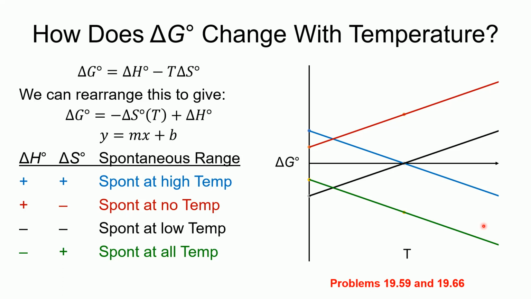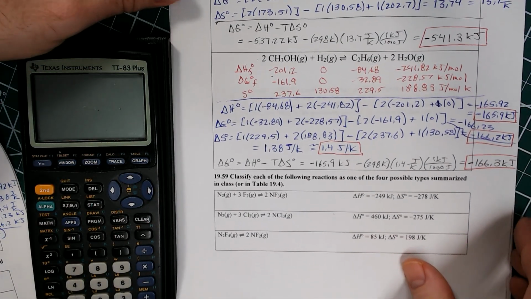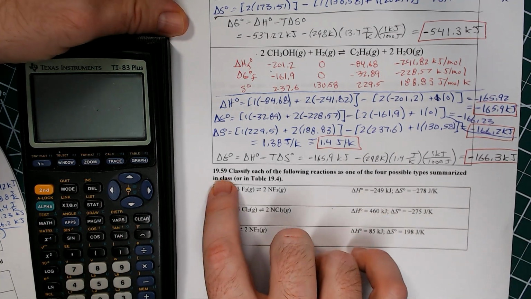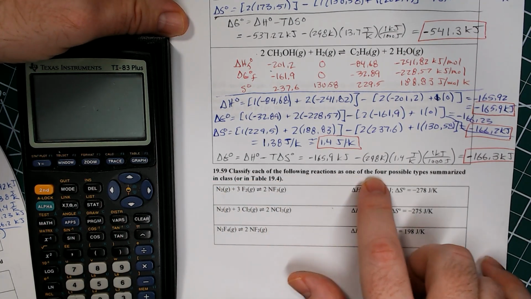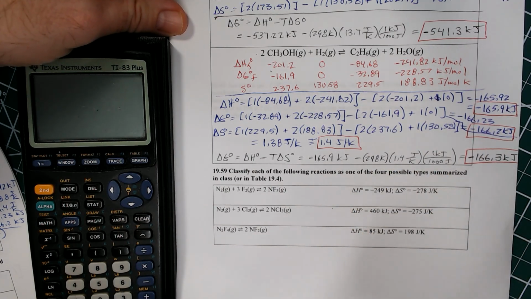So let's do numbers 59 and 66. And 59 is a pretty straightforward and pretty easy problem. All right, so classify each of the following reactions as one of the four possible types summarized. What we mean by that is it's spontaneous at high temperature, low temperature, at no temperature, or at all temperatures. And we just have to look at those four different values.